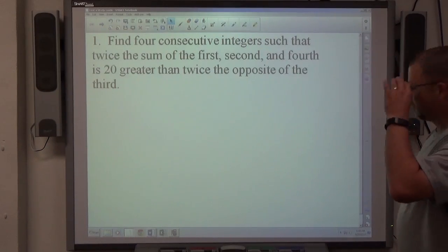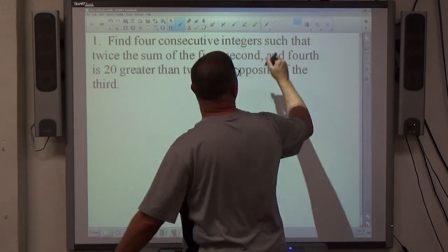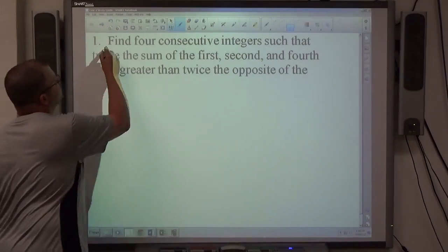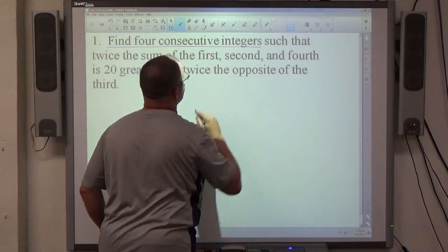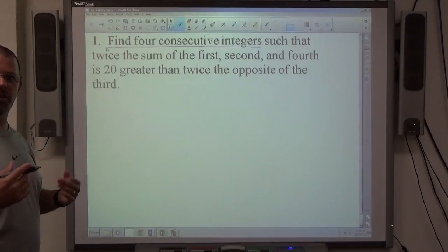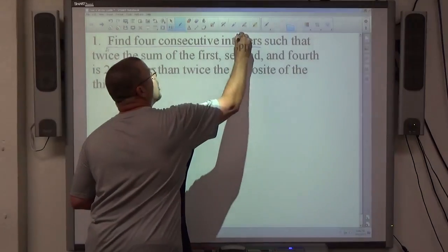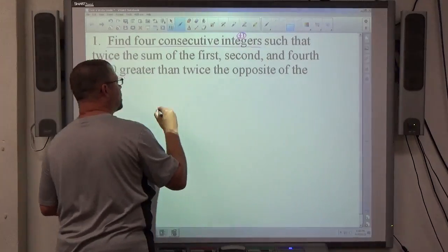Okay, the test 4 study guide for Algebra 2, first problem. It says find 4 consecutive integers. As soon as I see those words, I want to establish algebraic unknowns to represent consecutive integers. Consecutive integers have a +1 pattern. That's how I'm going to create them.